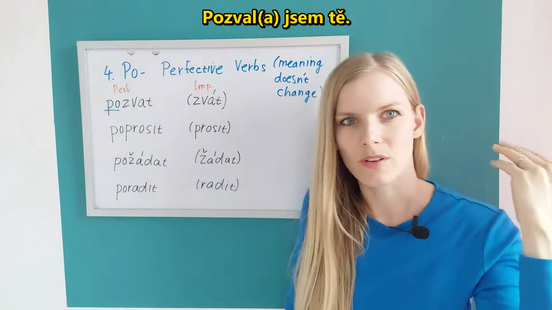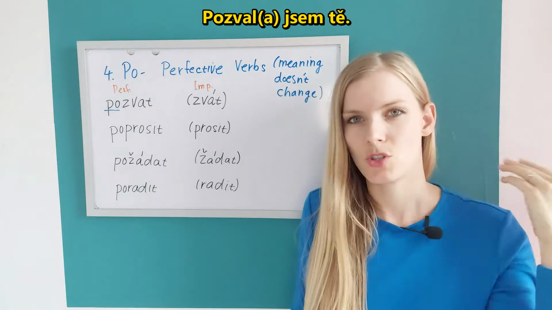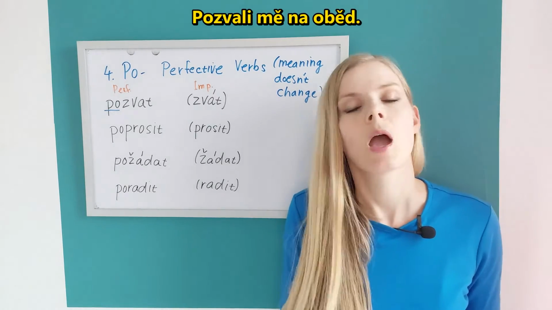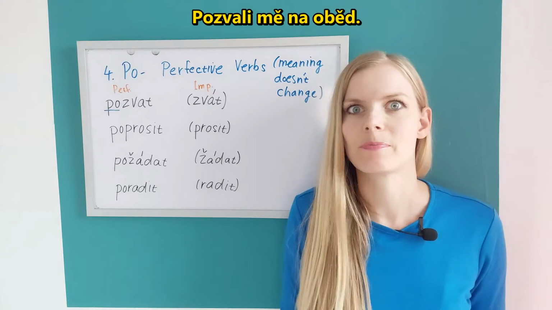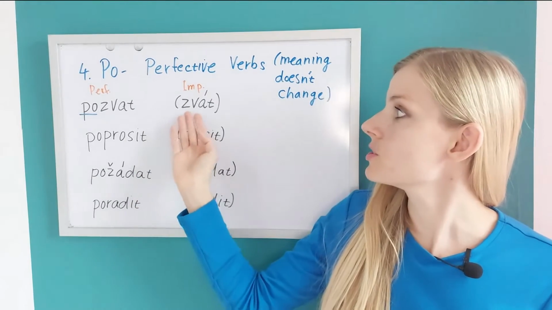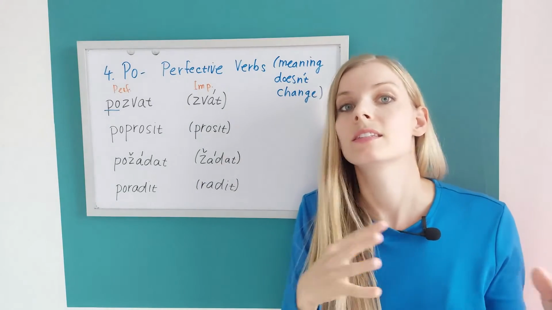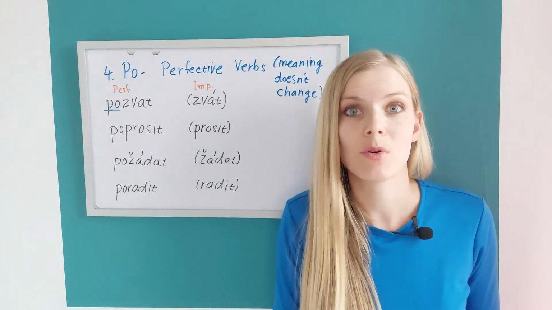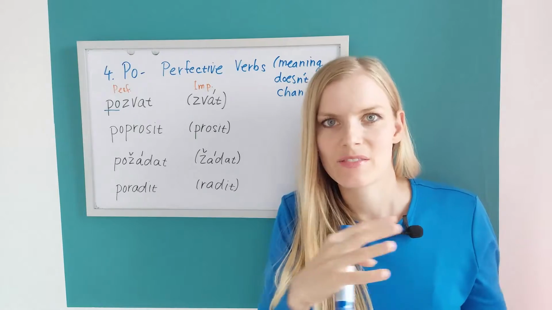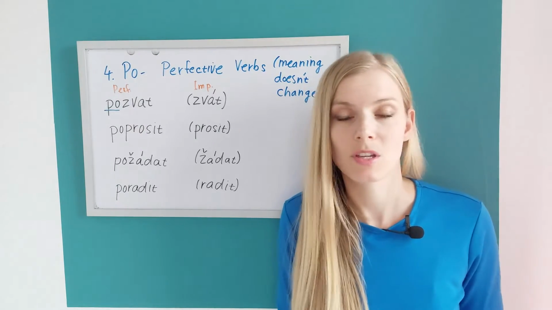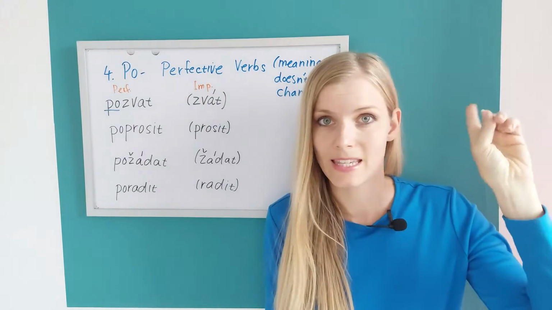Pozval jsem tě, pozvala jsem tě. I invited you. Pozvali mě na oběd. They invited me to lunch. Remember, the meaning doesn't change. They both mean to invite, but they refer to different tenses. If you would like to learn more about the topic of perfective and imperfective verbs, I made a video about this some time ago. You can check out the link below or also click here.